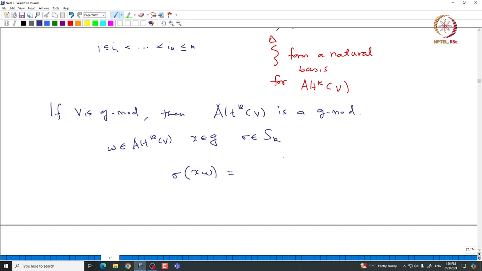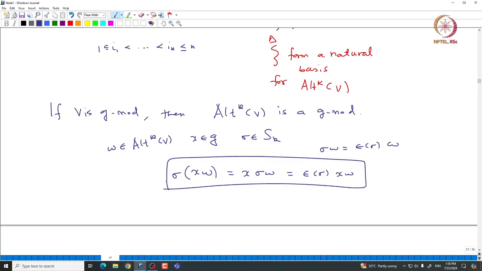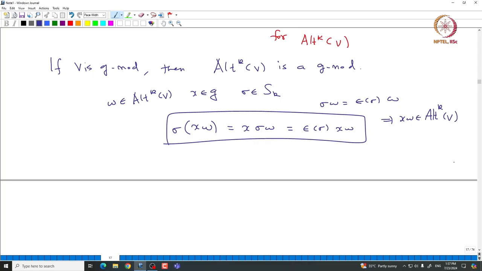Since the action of sigma and X commutes, this is going to be X sigma W, but X sigma W must be the sign of sigma times W, so this is going to be giving us sign of sigma X W. So from this equation you can see that X W is again an element of ALT K V, so that means ALT K V is a G module.